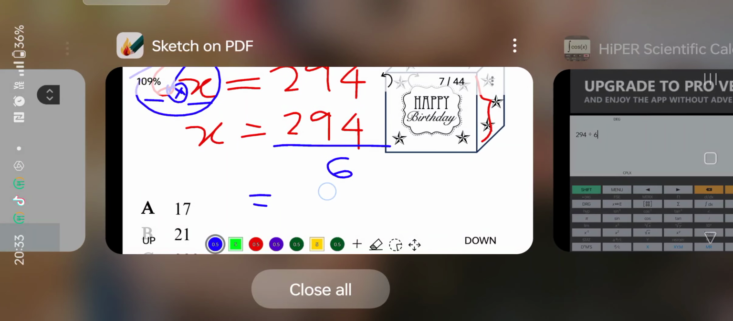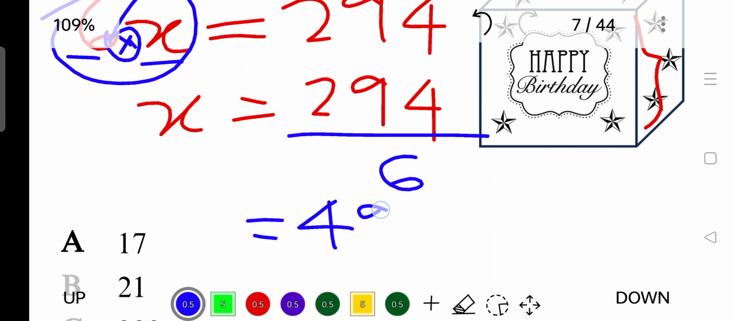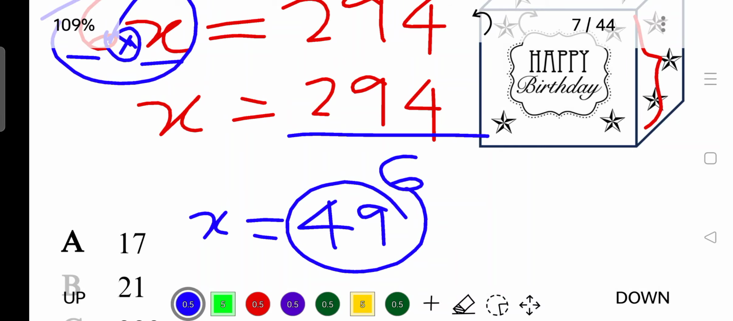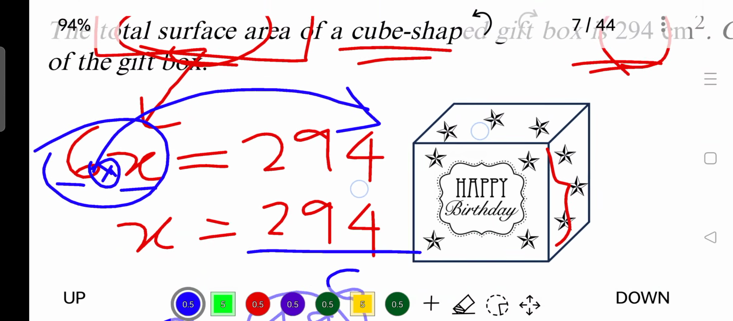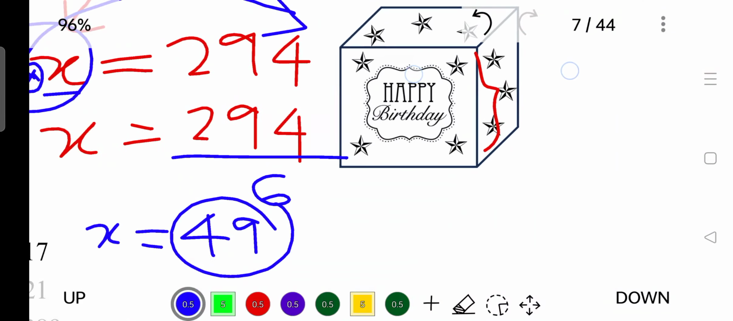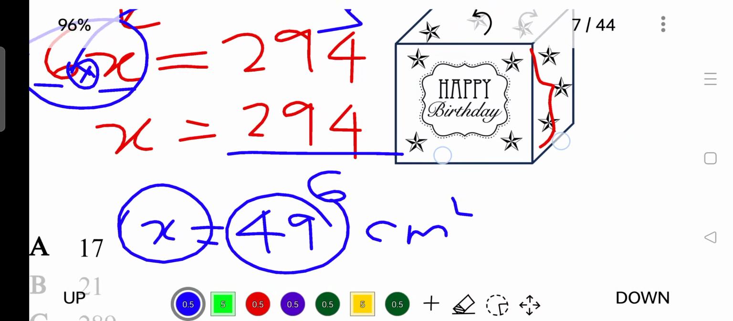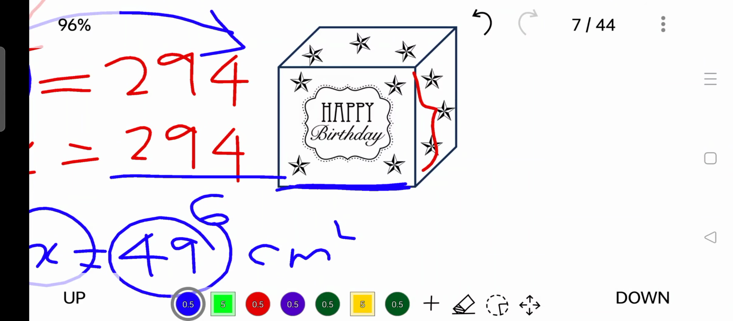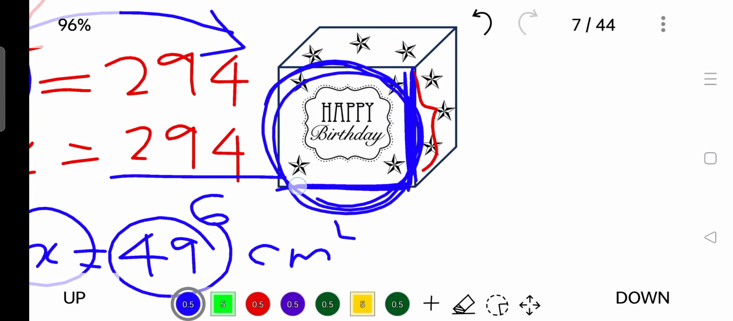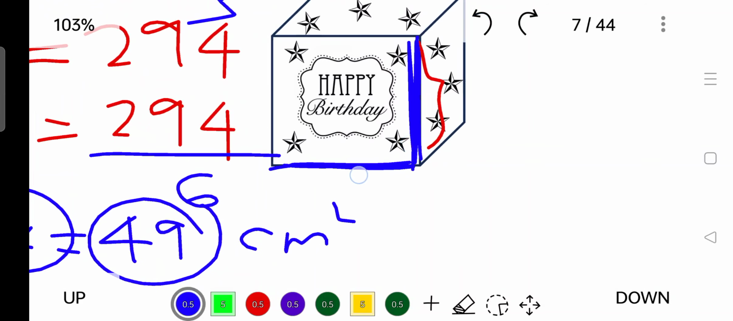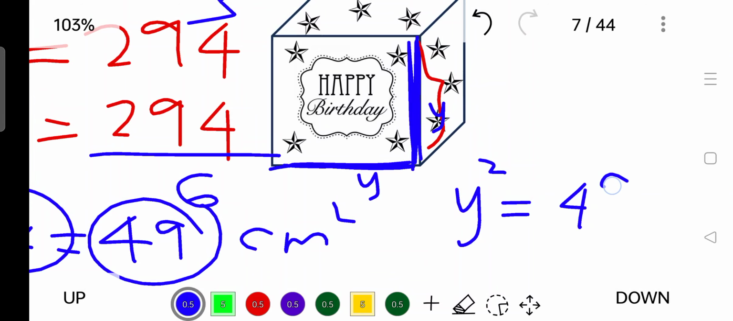All right, so if one surface equals 49 unit square, or in this case cm square, this x is actually this one times this one. You agree with me? Because this is a surface area, one surface area. So I don't know what is this. Maybe I can name this as y. So y times y, which is y square, is equal to 49 actually.